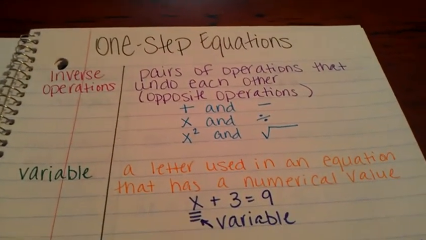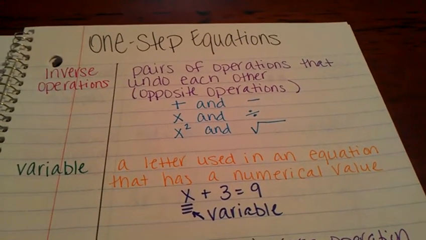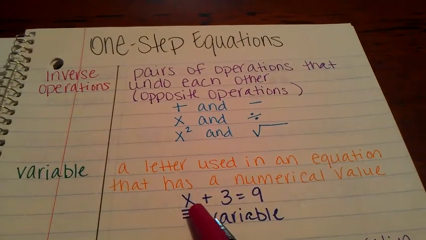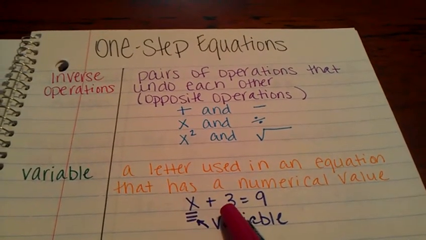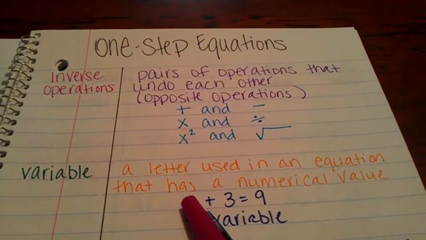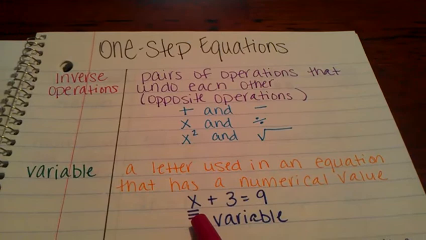In equations, we have a variable. A variable is a letter that is used in the equation that has some sort of numerical value. For instance, here, x plus 3 equals 9. We don't know the value of x, that's why we give it a variable, but we can figure it out.